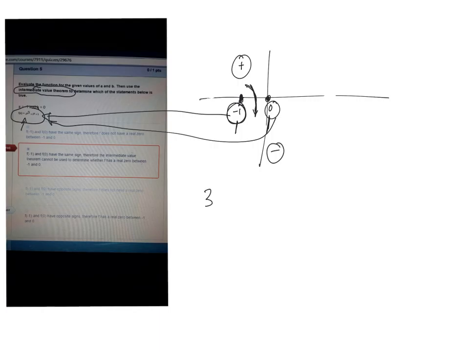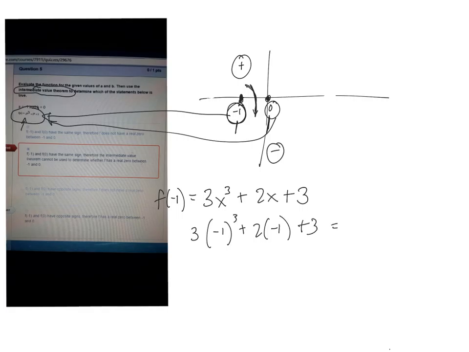It looks like it's 3x cubed plus 2x plus 3. The function looks a little funny, but I think that's what it should be. So to figure out the value of the function at -1, I would go 3 times -1 cubed plus 2 times -1 plus 3. So -1 cubed is -1, times 3 is -3. 2 times -1 is -2, plus 3. So that comes out to be -2.